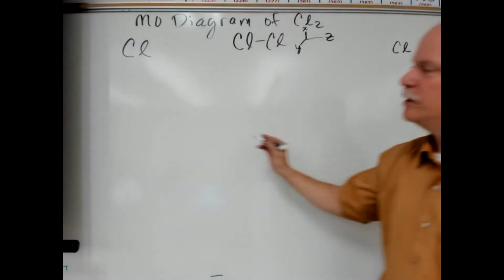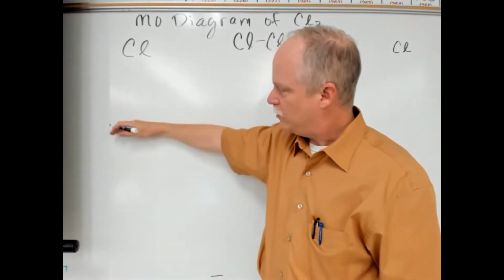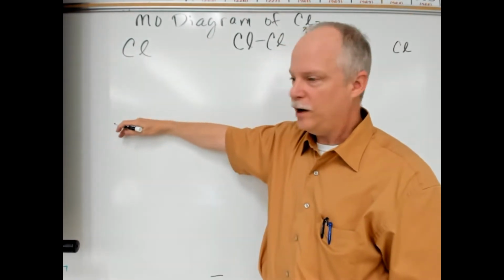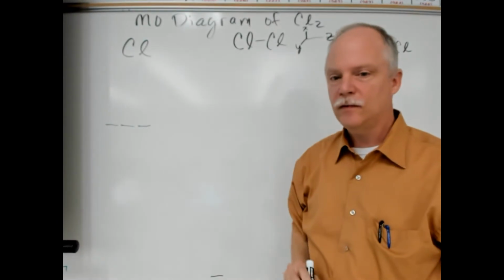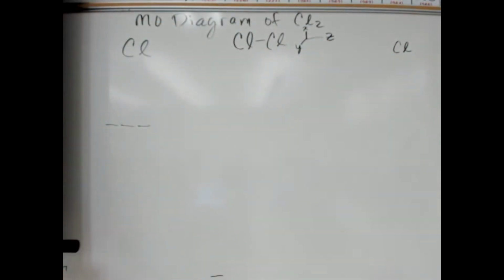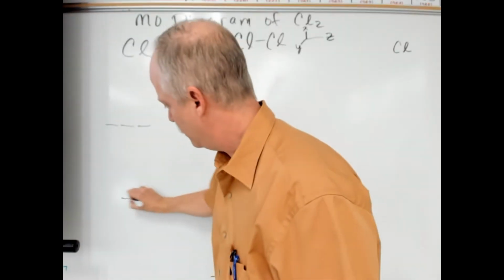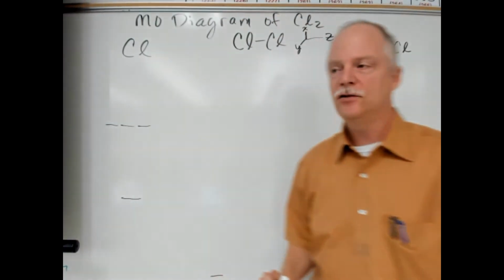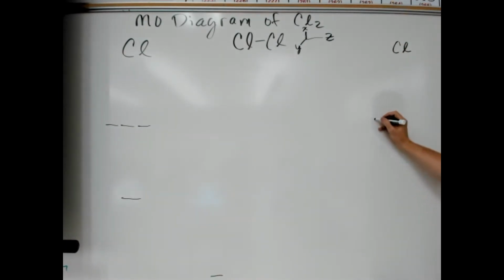So let's draw the atomic orbitals. We have this much space. Right about here, about a third of the way up, draw your three p orbitals. And then about a third from the bottom, draw the s orbital, and we'll label those in a second. It's a homonuclear diatomic, so these are going to have the same energy. So straight across from those p orbitals, draw three more, and the s orbital.